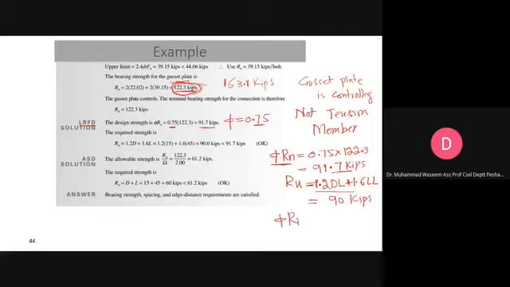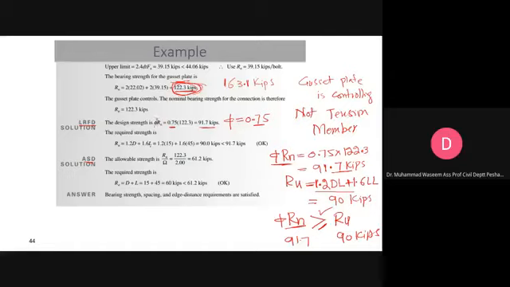So design bearing strength of this connection, which is made of this tension member and gusset plate, should be greater than or equal to Ru. This Ru is 90 kips here, and this design strength is 91. So this is valid. If you want to calculate the bearing strength of this connection based on the ASD procedure, you simply don't have to use this phi.